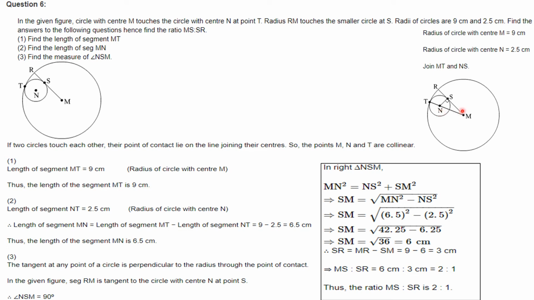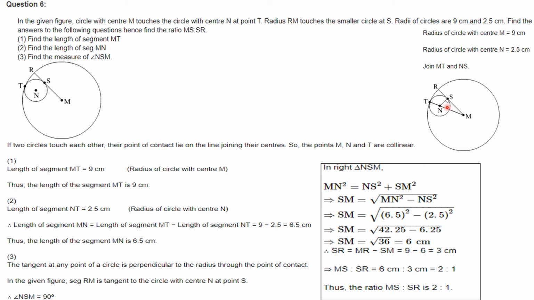Now join MT and NS. N is center of the circle. S is point of contact. RM is tangent to the circle with center N. So this angle S is 90.